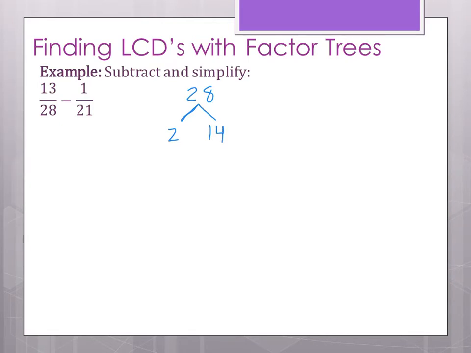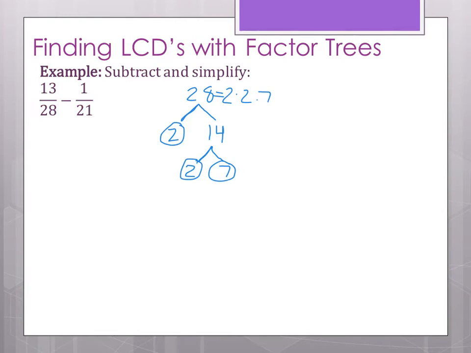Now 2 is prime, so I'll circle that. But 14 isn't, so we have to break it down more. Again, 14 is even, so I know 2 will go into it, and that's 2 times 7. 2 is prime, so we'll circle it, and 7 is prime, so we'll circle it too. So that's the prime factorization of 28. We just write the circled primes: 2 times 2 times 7.